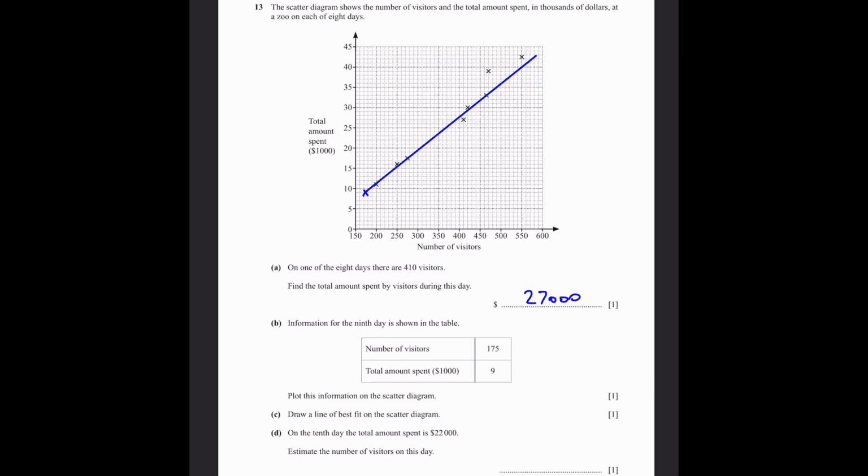So 22,000 means it comes over here. Going to a line of best fit, it comes right around the 330 visitors range. And that's what we can estimate. 330 visitors. That's the answer.